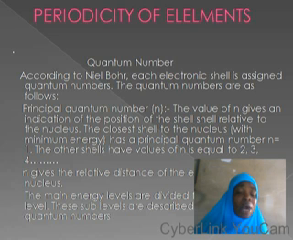When n is equal to 1, that is the K shell, which is the first shell. When n is equal to 2, we have the L shell. When n is equal to 3, we have the M shell. When n is equal to 4, we have the N shell. And these are the main shells.